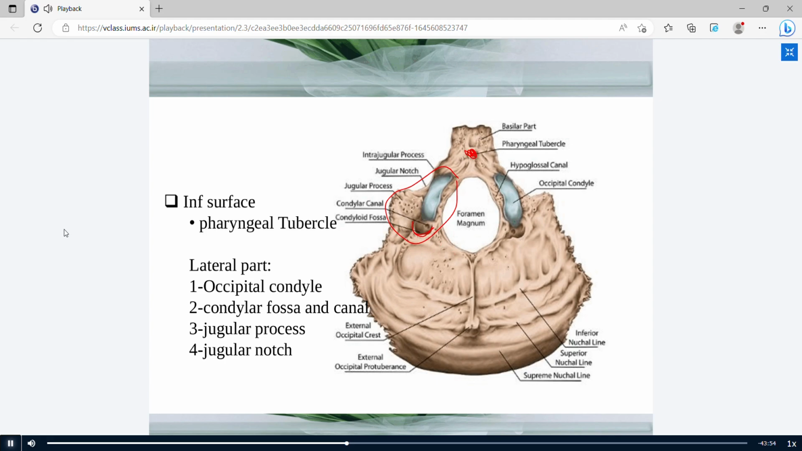And finally, in the lateral part, there is a notch here, the jugular notch, and you can see a jugular process. This is the jugular process and jugular notch.